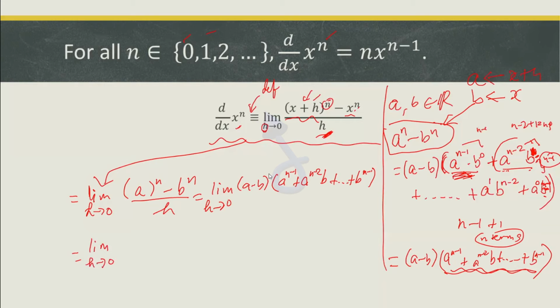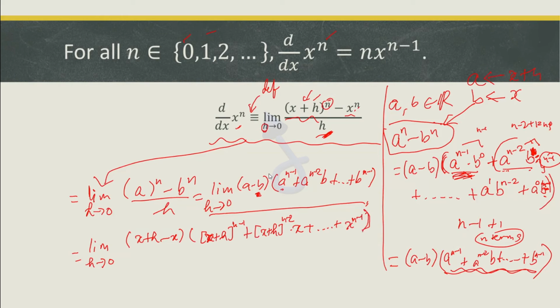Yung a, dito na tayo. So yung a minus b, ano yan? Yung a natin kasi x plus h. Tapos yung b is x. Ito naman, yung a natin dyan, a is x plus h pa rin, to the n minus 1. Sunod is x plus h pa rin, n minus 2. So ano yung b? b is x lang. Dot dot dot. So x lang rin. Tama, parenthesis niya. All over h.